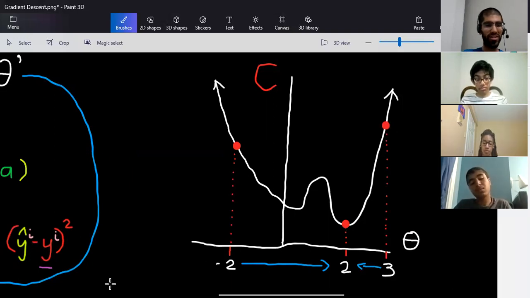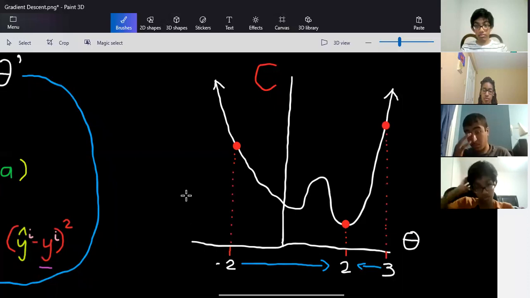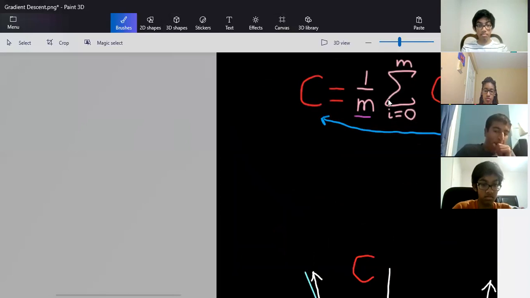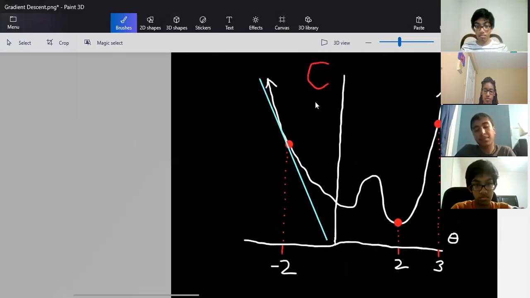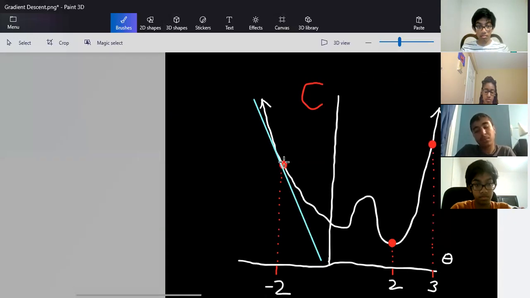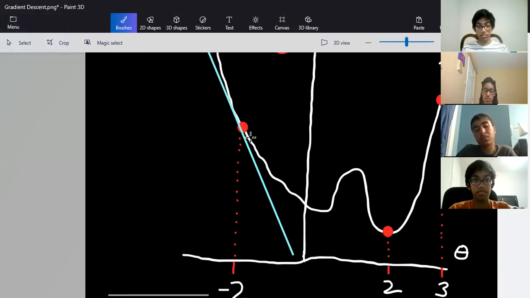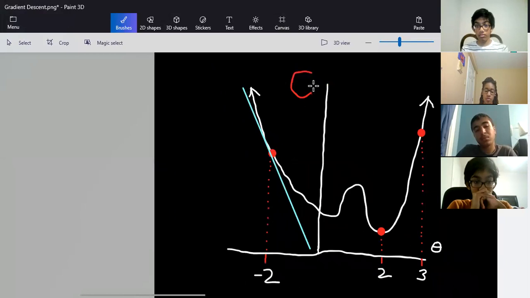So I'm going to do something weird here, and I understand it's weird, it's fine. I'm going to focus on this point right here, and I'm going to make a tangent to this point. Remember from the first lesson, about 2 weeks ago, a tangent is a line that touches a curve at one point. So this blue line over here touches just this point. It is the tangent of this graph of C over theta at this point.